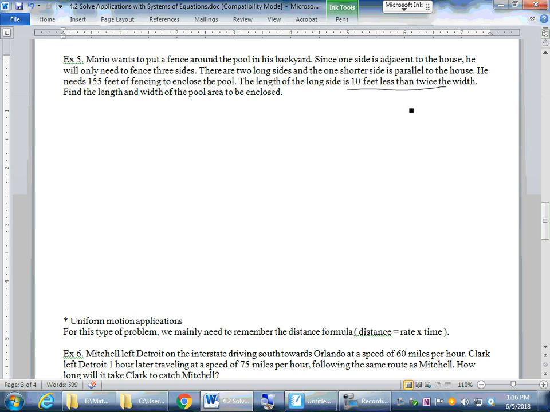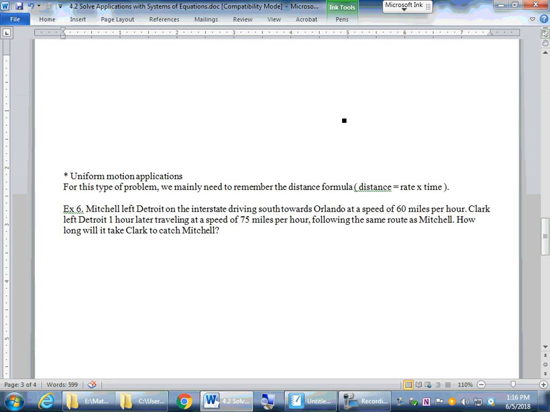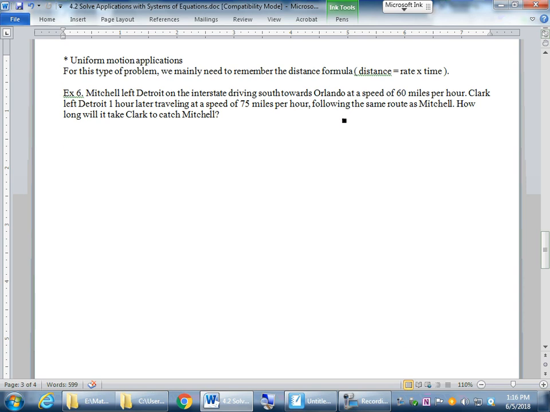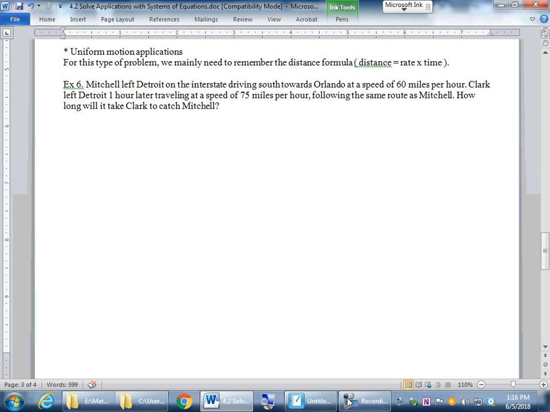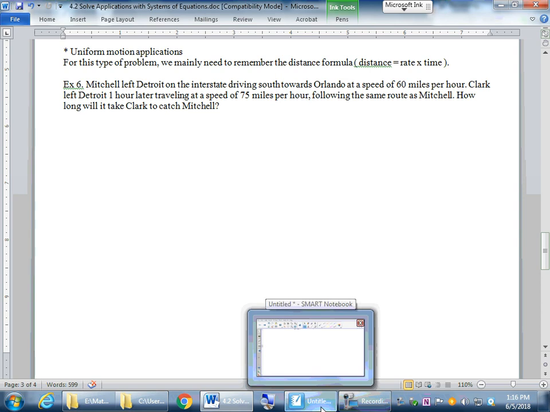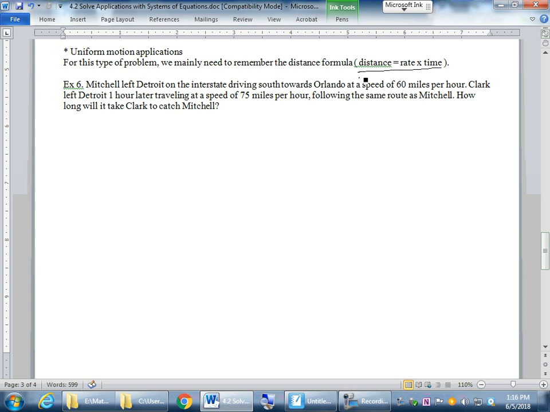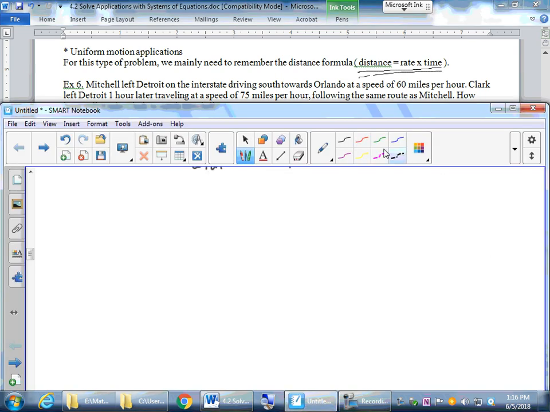Continuing, uniform motion applications. So this is not new because we have seen this type of problem before, right? The formula is the distance equal to rate times the time, right? That's the main thing that we're going to be using. And also, we're going to have to look at some applications later on. So, first example.